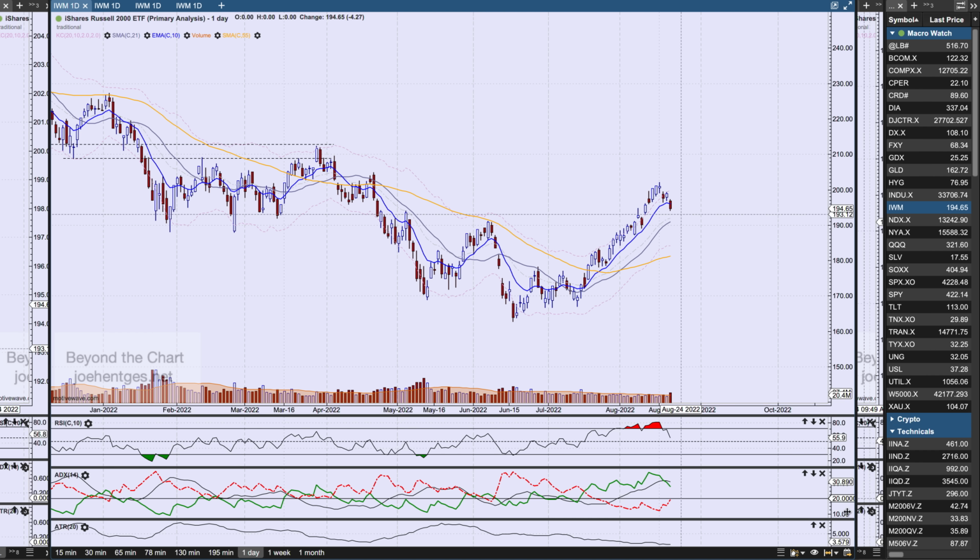All right, now I want to take a look at the Philly Semiconductor Index, and then let's just see what's going on with several of the big semiconductor stocks.